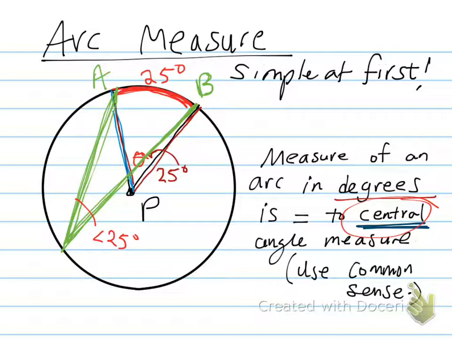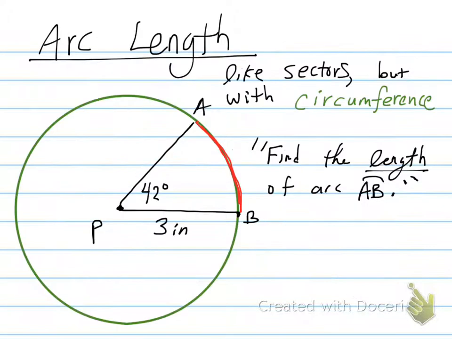All right, so enough about arc measure. It can be measured in degrees. Let's talk about actually finding an arc length. The good thing is, it's just like it is for area of a sector, except instead of using the area of the inside part, we're just going to use the circumference, the total length of the outside part.